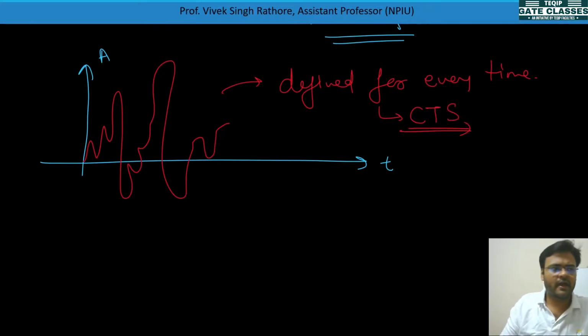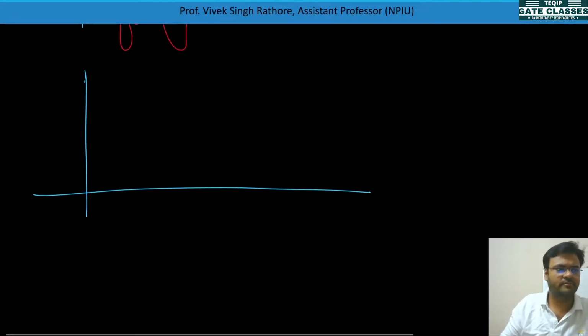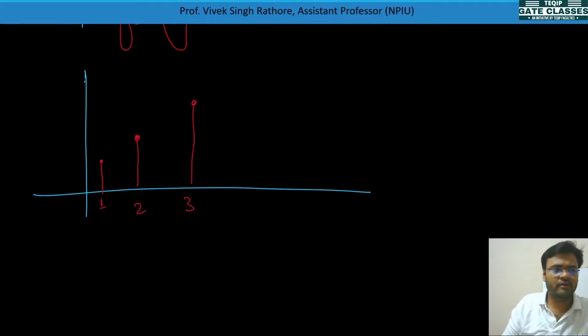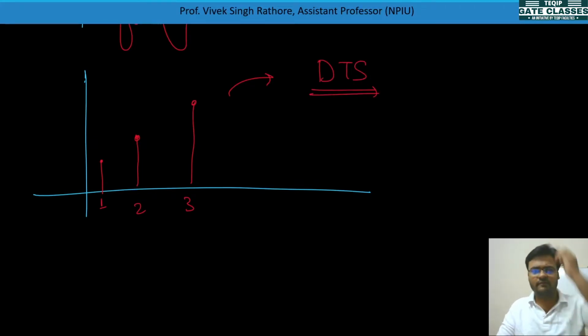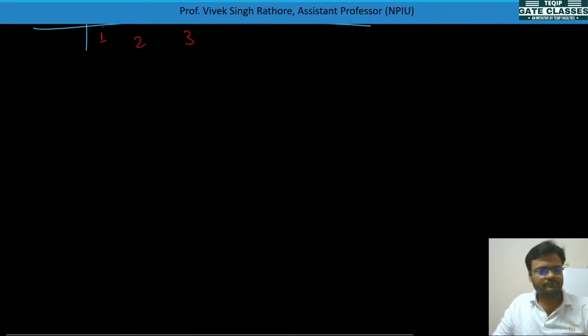Continuous time signal. And let's suppose a signal is defined at t equal to 1 second, it is defined at t equal to 2 seconds, it is defined at t equal to 3 seconds, but it is not defined at t equal to 0.5 second. So whichever signal is defined only at particular integer instants is called a discrete time signal. I think you must have understood what a continuous time signal is and what a discrete time signal is.